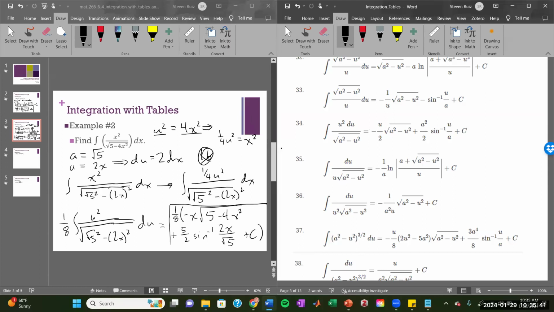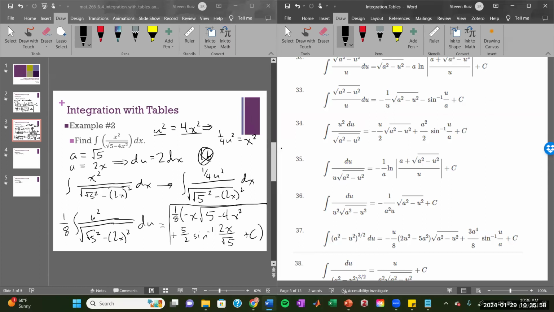So hopefully we're saying the tables are useful, but they don't come for free. You still have to do some manipulation to make them accessible for you. Go ahead. So how do you know to use these as opposed to some of the other methods? Is it just if it looks like something in the table?